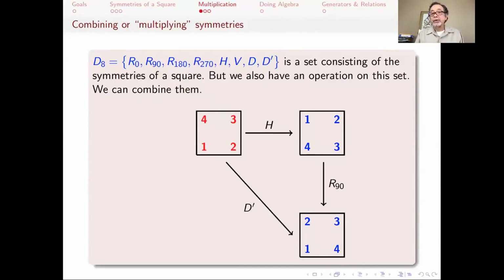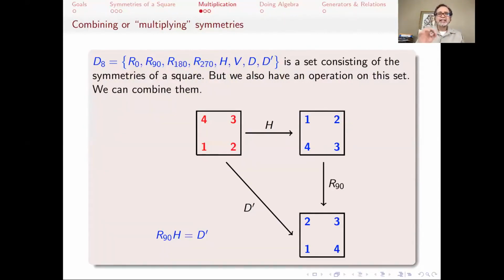And in fact, if you look at this, this is D prime. If you forget the intermediate step and go directly from where we started to where we ended, what we have done is a flip across the off diagonal. So 1 and 3 are fixed and 2 and 4 are switched. So this is going to be our operation, this following one by the other. The way we're going to write this is we're going to say R90 times H equals D prime.